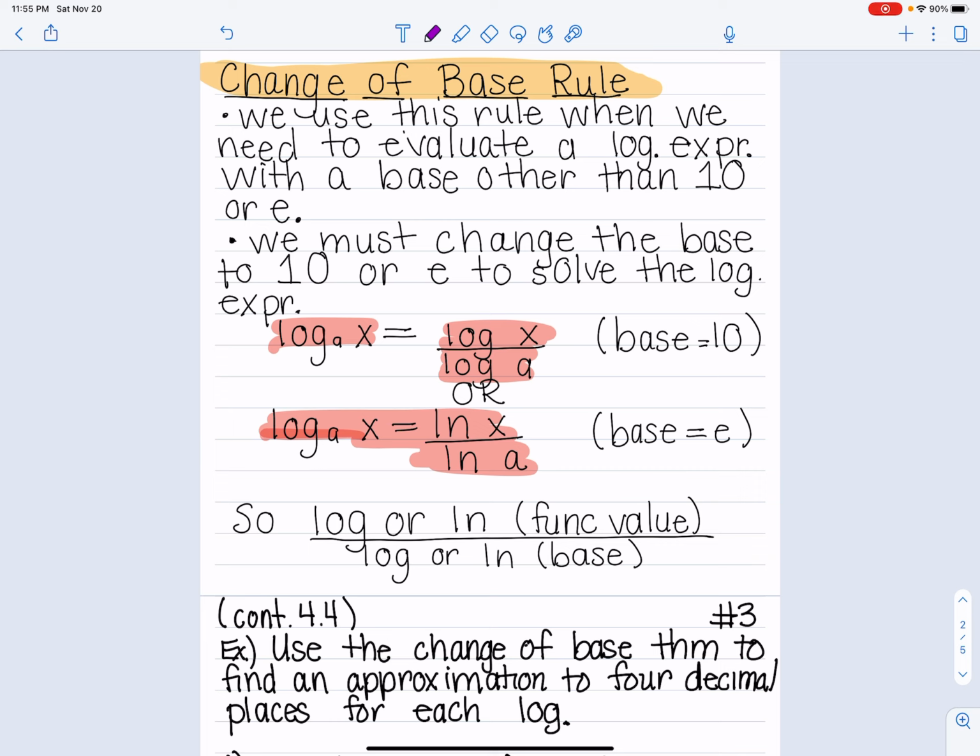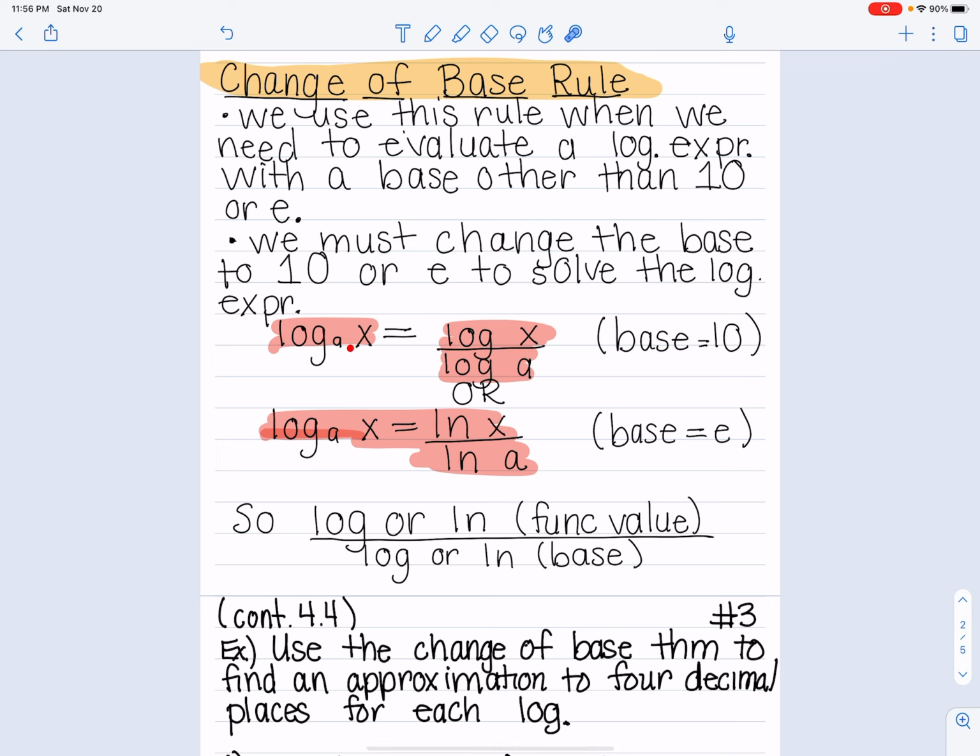Now, what you're going to do is do one of these two things right here. Okay? Either you use common log, or you're going to use natural log or ln. So you're going to put common log on top of the function value over common log over the base. So this is how it's written. Or you can do ln of the function value over ln of the base. Okay? So you would just have to pick which one.